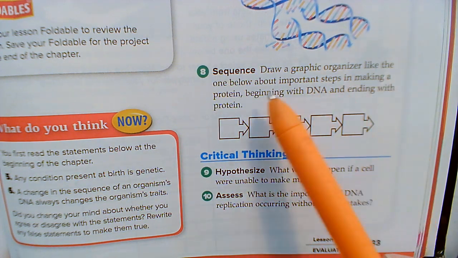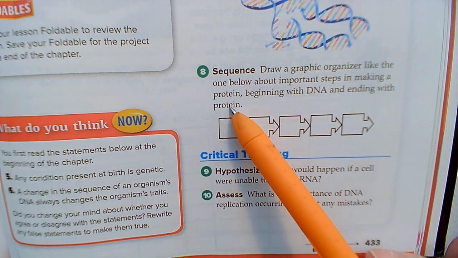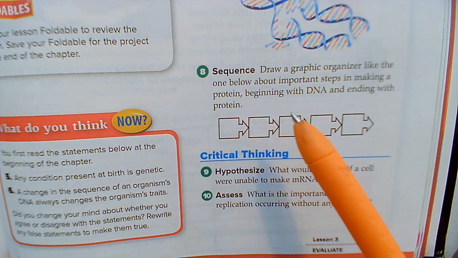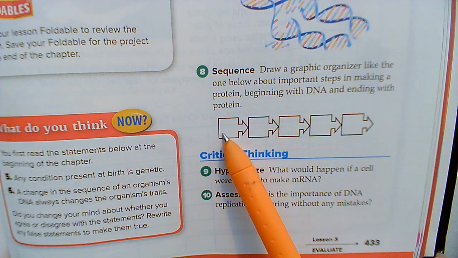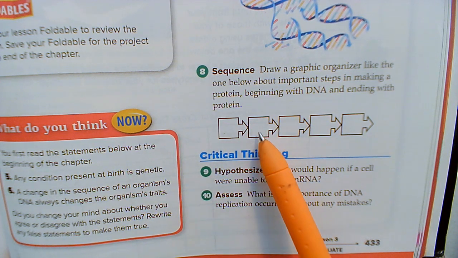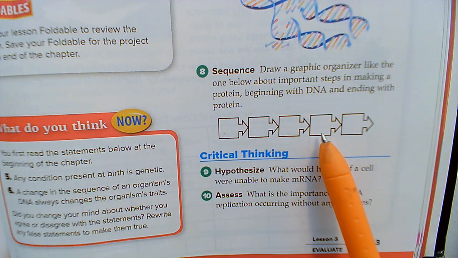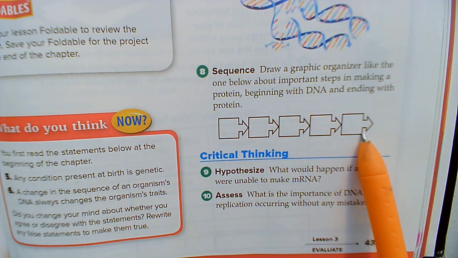Sequence. Draw a graphic organizer like the one below about important steps in making a protein, beginning with the DNA and ending with the protein. So first you're going to say DNA, from the DNA, and through transcription, messenger RNA is made. And then the transfer RNA is going to carry the amino acids to the ribosome on the messenger RNA. And then the ribosomal RNA is going to bond those amino acids together, and the amino acids in a long chain will eventually become the protein.